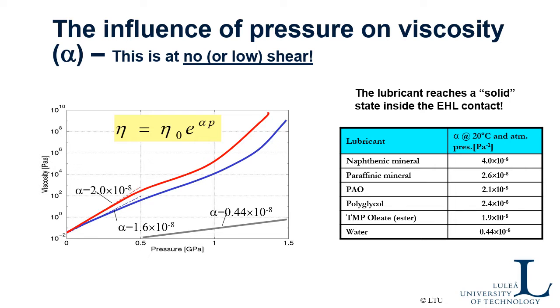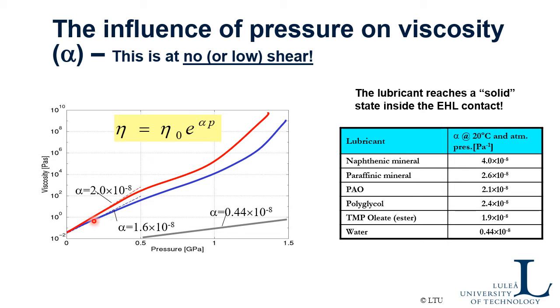Starting with the influence of pressure on viscosity, or reminding you that viscosity changes very much with pressure, at least at low or no shear. Assume that we have been able to measure the viscosity under almost no shear motion. Then at low pressure, it's relevant to use what is normally called the Barus equation, which wasn't really derived by Barus, but it's named the Barus equation in the EHL community. Anyway, this equation is simply an exponential equation relating viscosity and pressure, and the parameter alpha tells you about the slope of this curve.